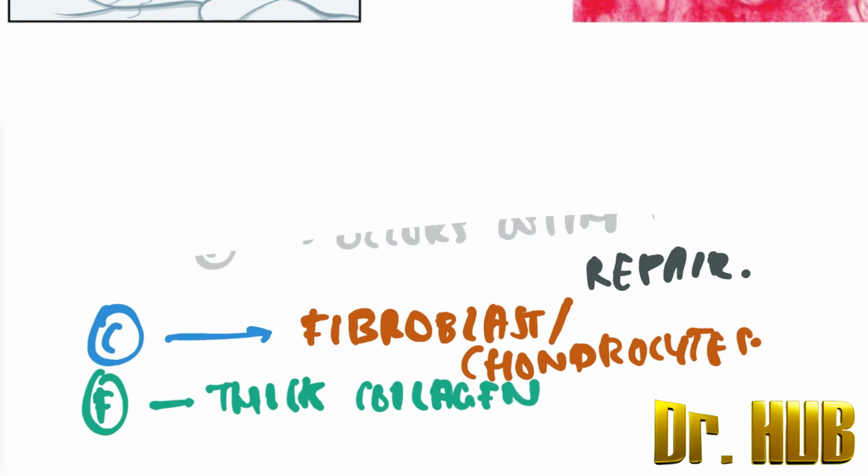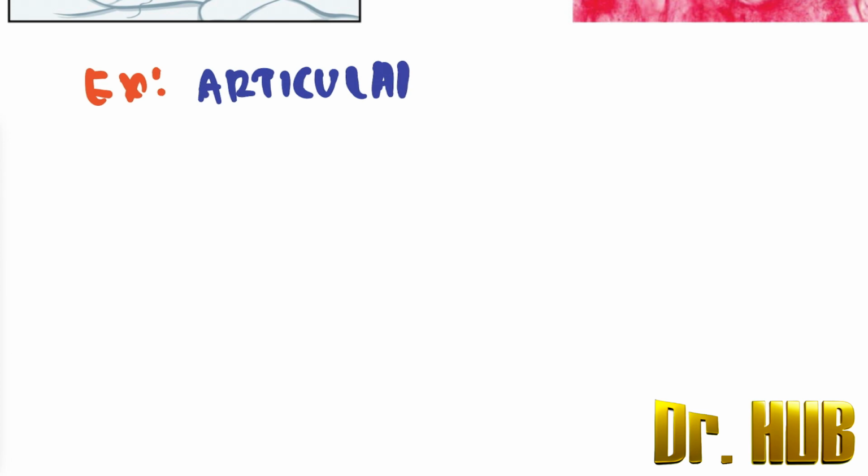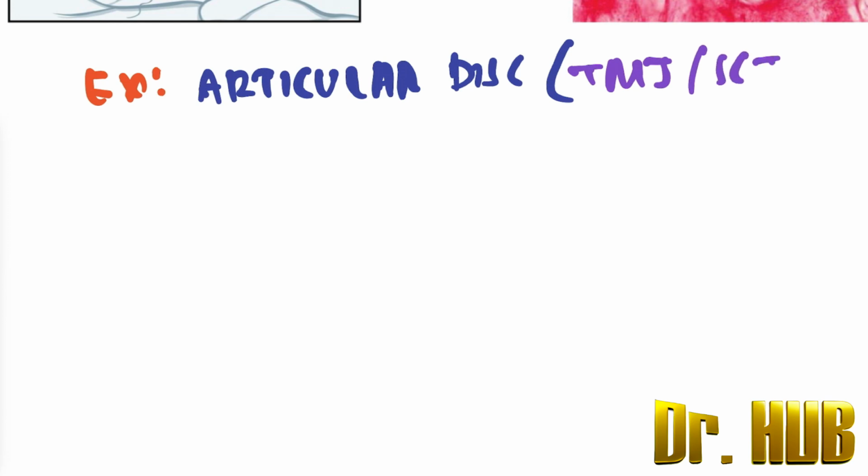Now let's look at some examples. The examples are the articular disc, for example of the temporomandibular joint, the TMJ, and the sternoclavicular joint, the SCJ. Then the fibrocartilage also includes the intervertebral discs.